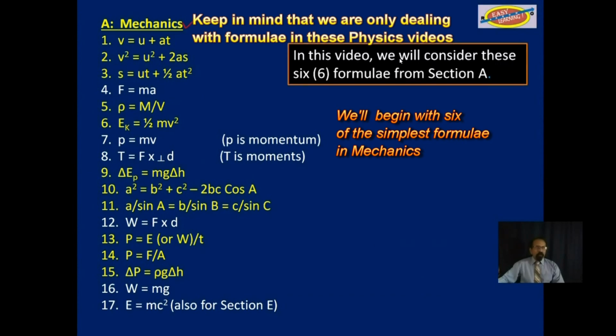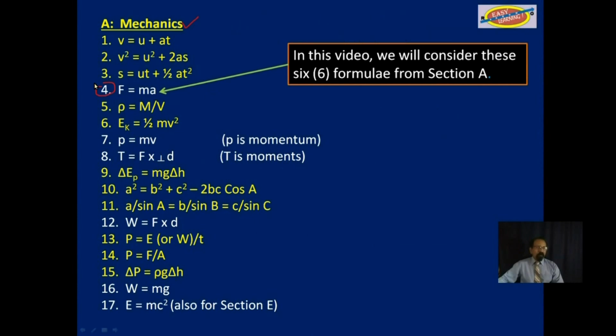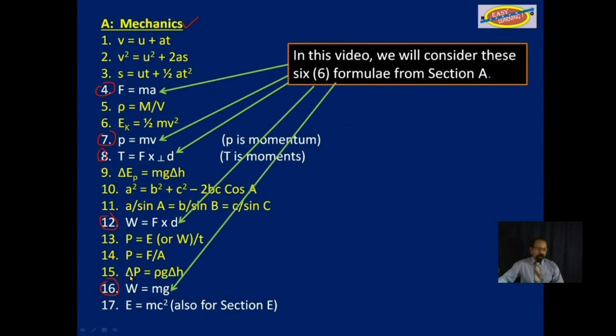In this video, we will consider these 6 formulae from section A. That one, F is equal to ma. This one, P is equal to mv. This one, T is equal to F times perpendicular distance. Number 12, W is equal to F times d. Number 16, W, which is something different from that W up there, is equal to mg. And number 17, E is equal to mc squared.